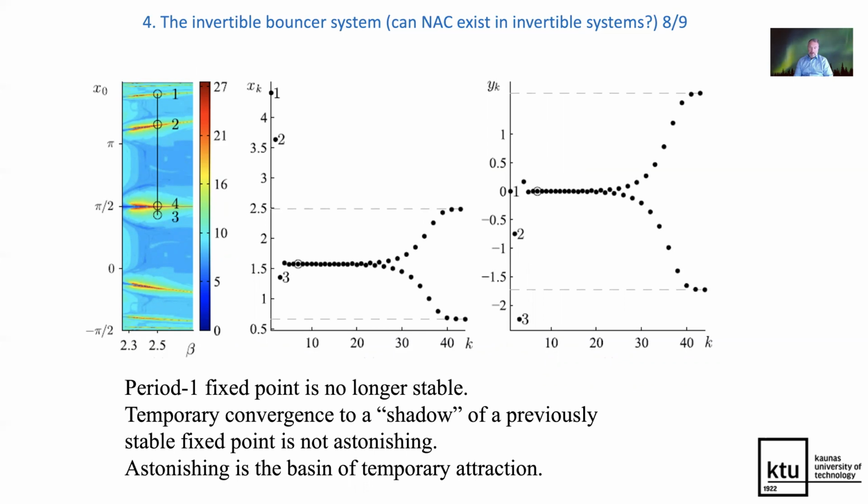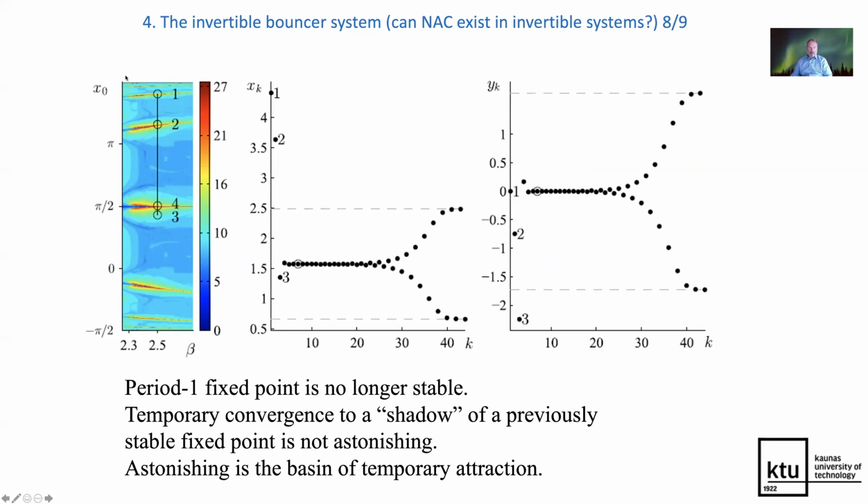Period 1 fixed point is no longer stable. Anyway, in the pattern of H ranks, we observe the similar structure we had observed in the logistic map, meaning that we have a shadow of a previously stable fixed point, and temporary convergence to this shadow is still not very astonishing, but astonishing is the basin of temporary attraction.